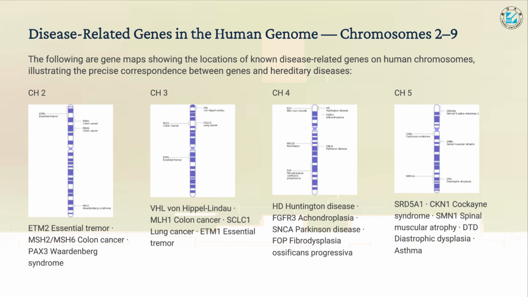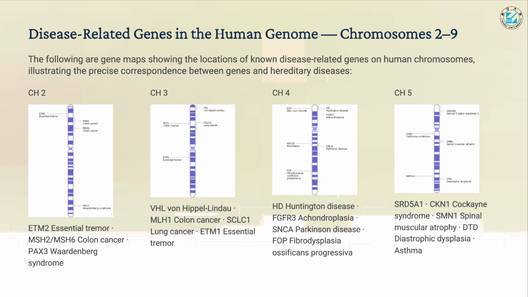This slide shows examples of disease-related genes located on chromosome 2 to chromosome 9. For example, chromosome 2 contains genes such as MSH2 and MSH6, which are associated with colon cancer. These genes are involved in DNA mismatch repair. When they are defective, mutations accumulate more easily. Chromosome 3 contains the VHL gene associated with von Hippel-Lindau disease, and MLH1, another important mismatch repair gene related to colon cancer.